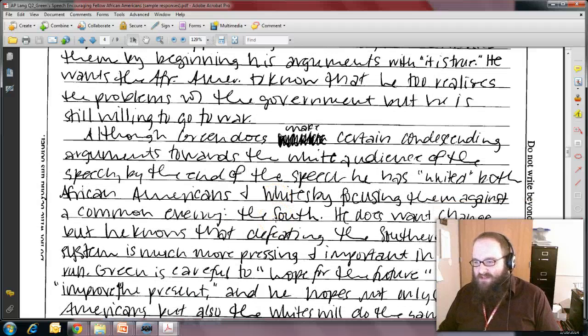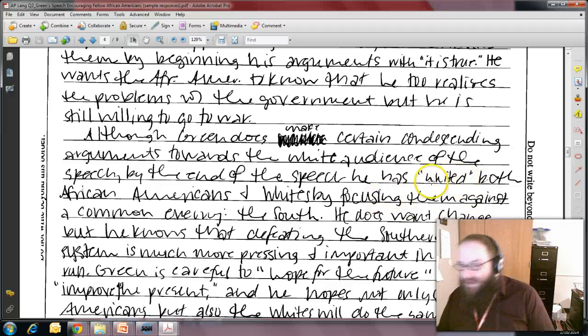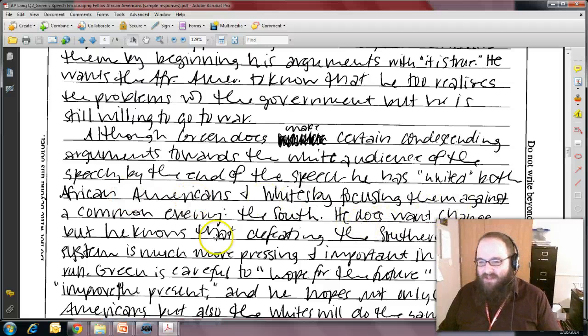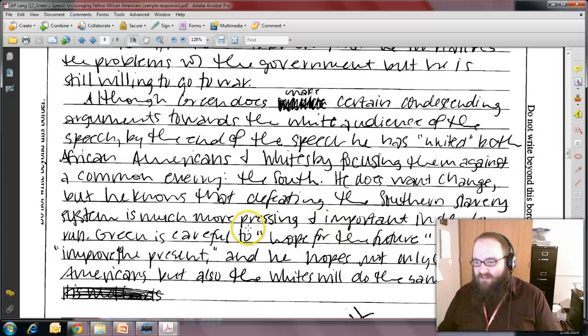Although Green does make certain condescending arguments toward the white audience of the speech, by the end of the speech he has united both African Americans and whites by focusing them against a common enemy, the South. He does want change, but he knows that defeating the Southern slavery system is much more pressing and important in the long run. Green is careful to, quote, hope for the future, but still improve the present. And he hopes not only the African Americans, but also the whites will do the same.